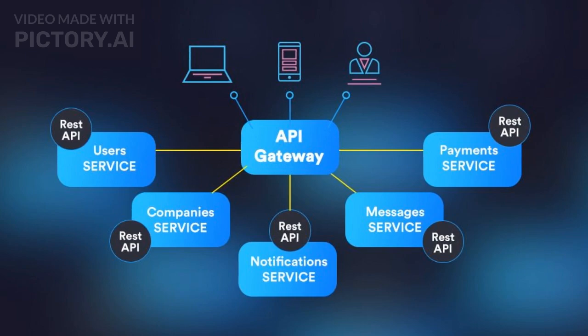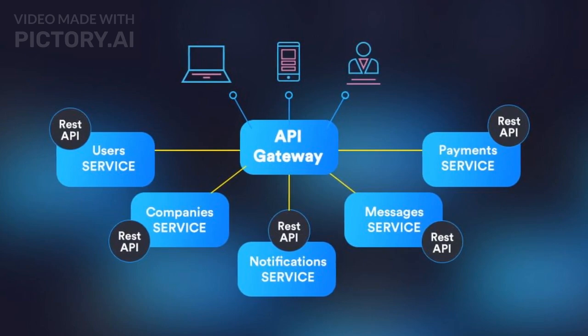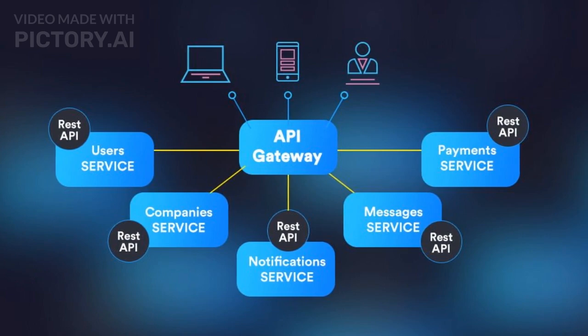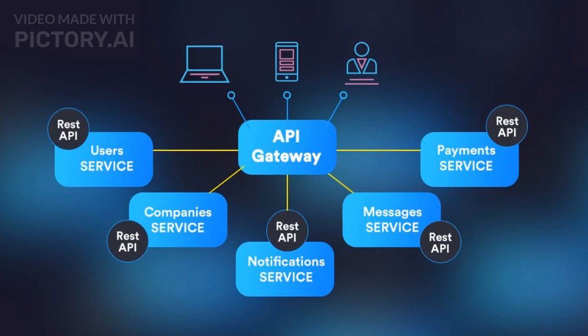Now, look at the various services connected to the gateway. User service handles anything related to user data. Payment service manages payment processes. Messages service takes care of messages. Notifications service handles notifications. Company service manages company-related information. Each of these backend services has its own REST API, but the clients don't directly talk to them.